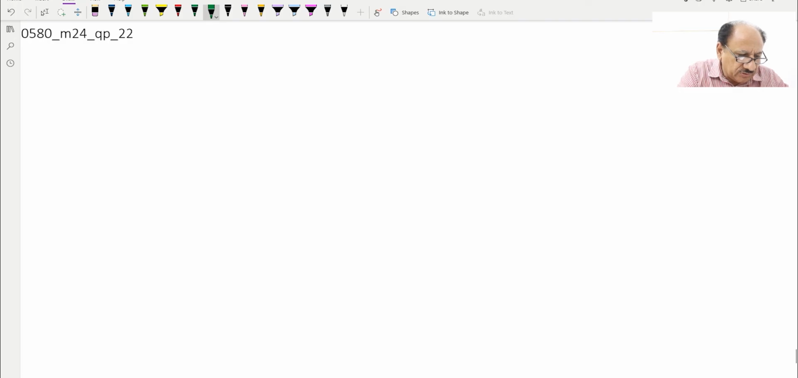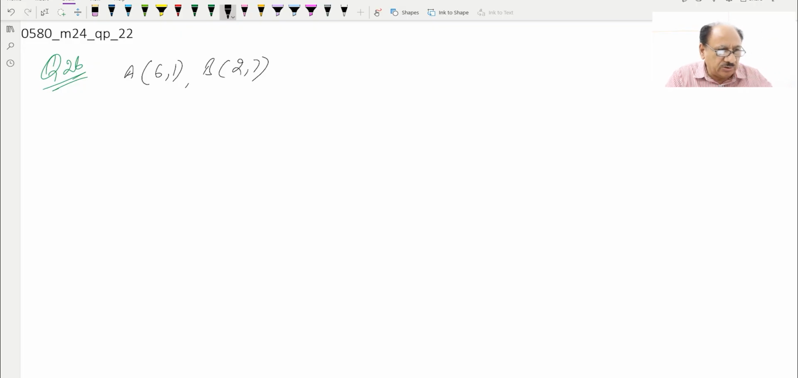Last question of this paper, which is question number 26. It's an interesting straight line question. They're saying A is the point (6, 1), and B is the point (2, 7). Coordinates are provided. Find the equation of the line of the perpendicular bisector.